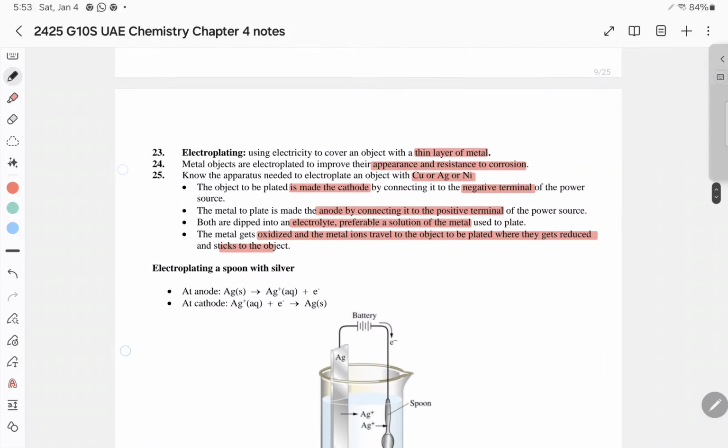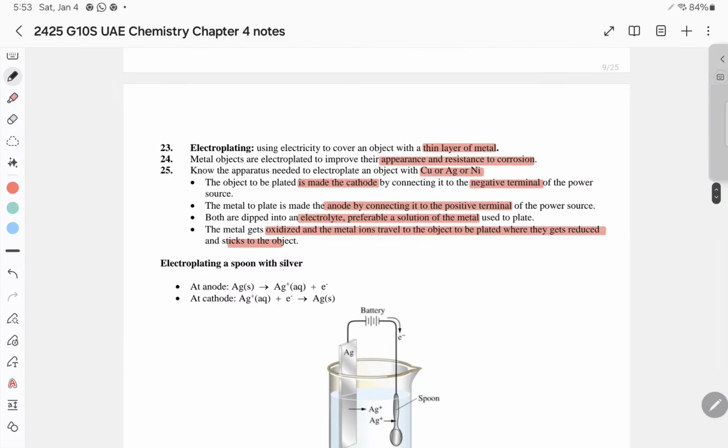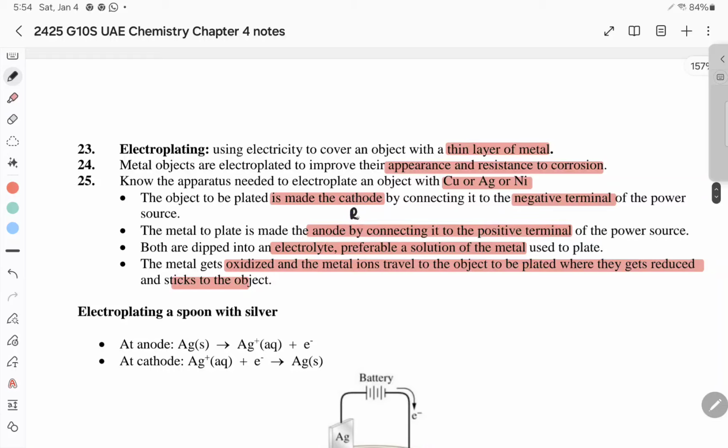And that's it for this part. Now our next part is talking about electroplating, which is using electricity to cover things to make their appearance better or to protect them from erosion. And here is where we get to use the red fat cat.